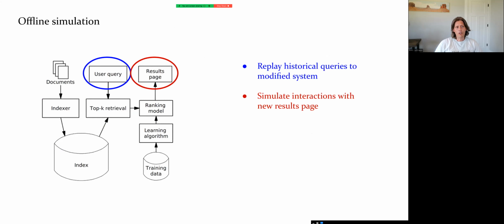Because online experiments are so time-consuming, offline simulation is a very appealing alternative. We can do offline simulation by replaying queries to the modified system we want to evaluate, generating a new ranked list, and then simulating the user interactions that we care about with that ranked list. This is easier said than done.